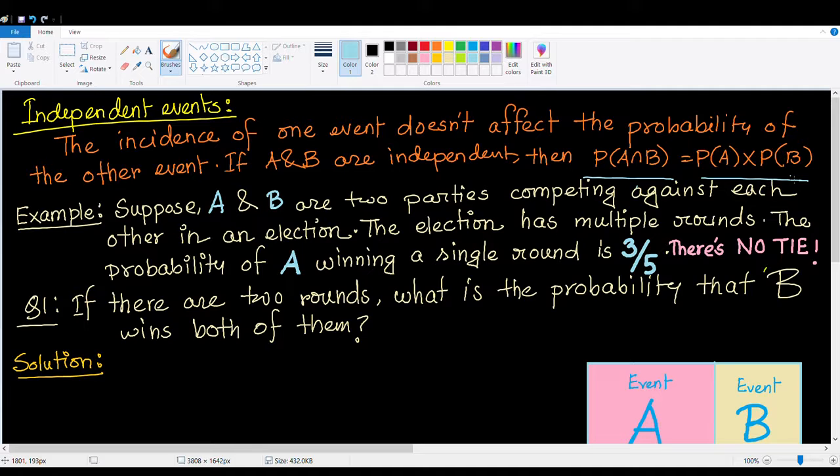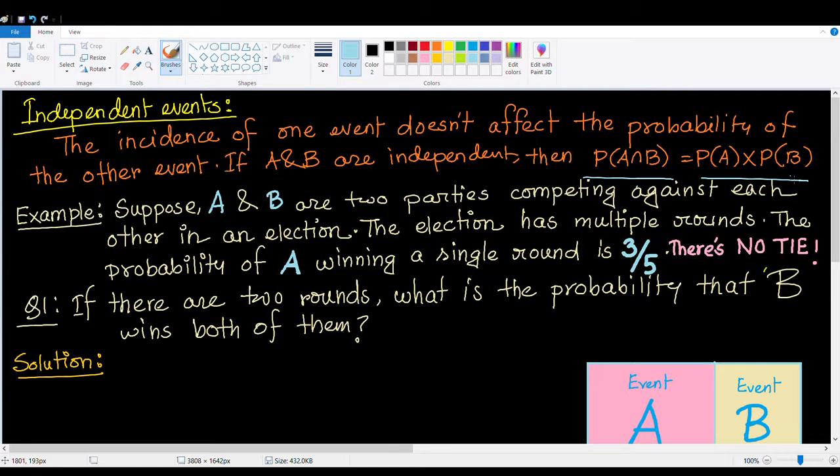So let's see an example and have a clearer idea what independence is and how the formula works. The example states that suppose A and B are two parties competing against each other in an election. The election has multiple rounds. The probability of A winning a single round is 3 by 5. So clearly A has a higher chance of winning a round than B. And also, given that there is no tie, so either A wins or B wins a single round, there's no draw. Question 1 is, if there are 2 rounds, what is the probability that B wins both of them?